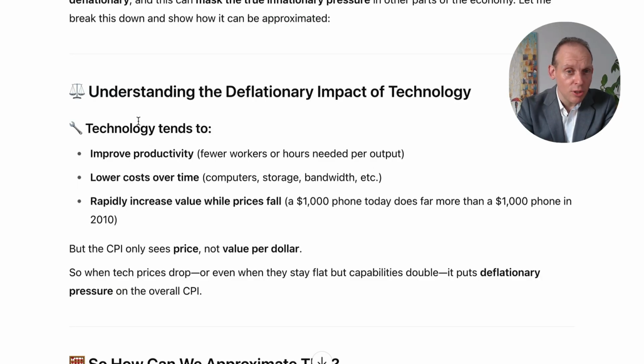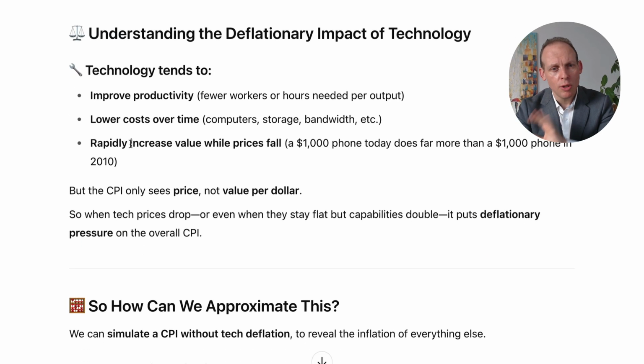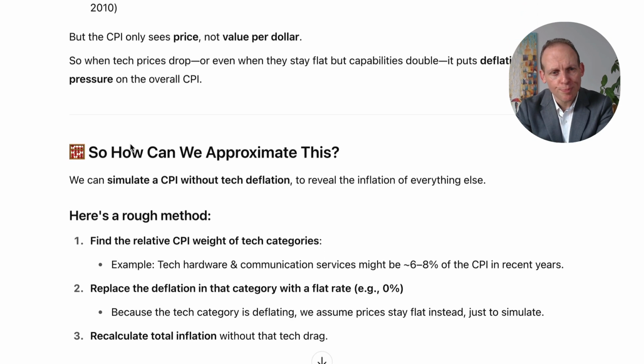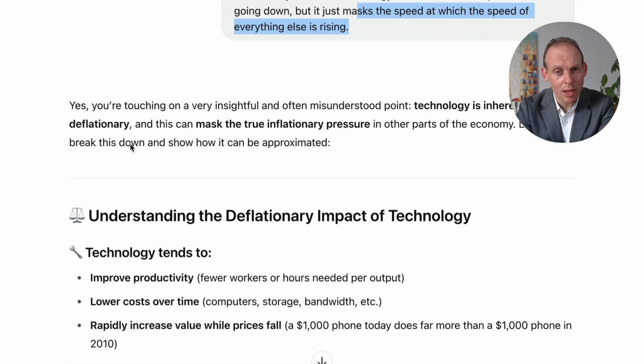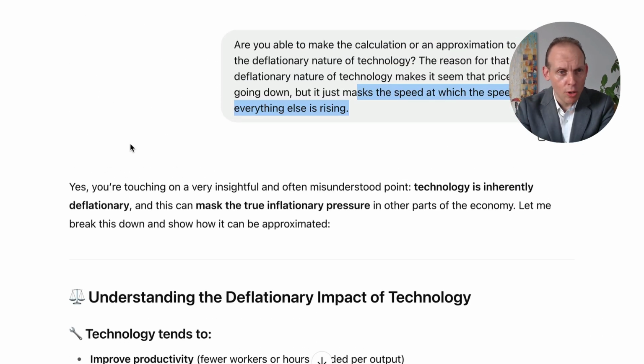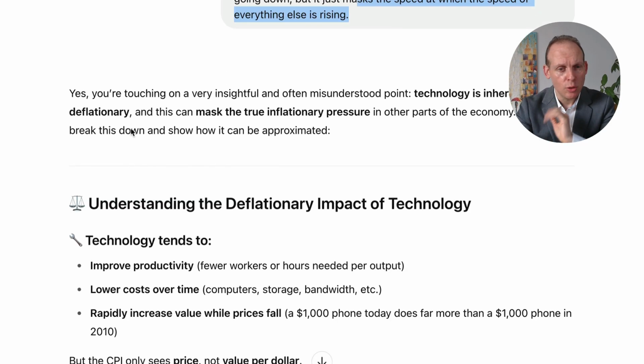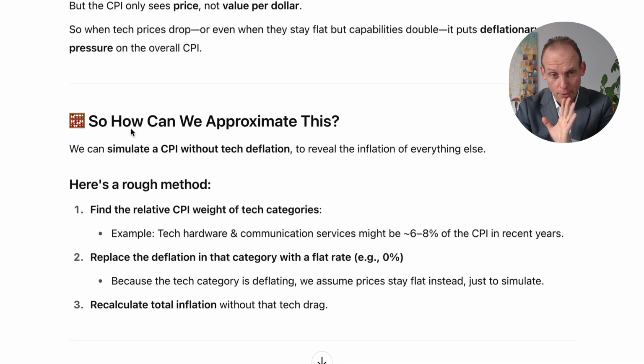And here it answers about the deflationary nature of technology. You can read this on your own, of course. It's all on the screen. You can even ask this, as I mentioned earlier, on your own to ChatGPT, just to make sure everything is honest and transparent.